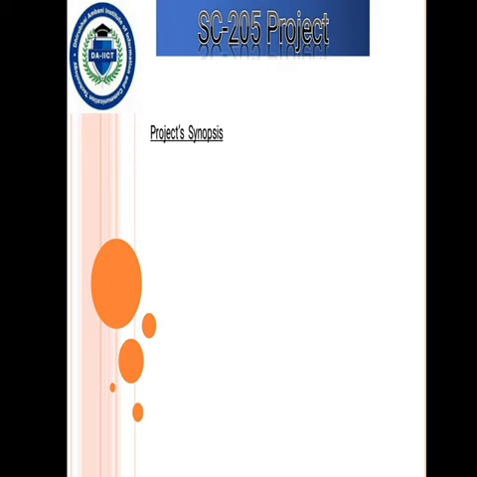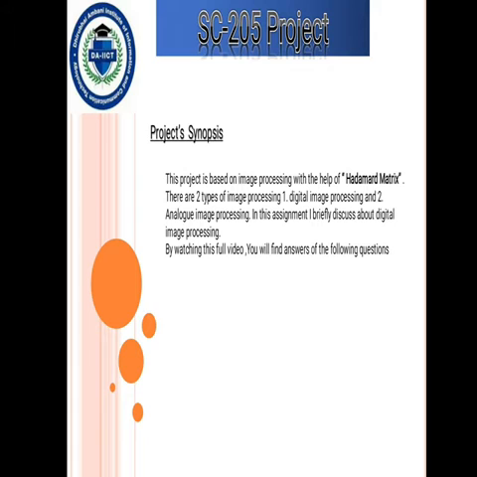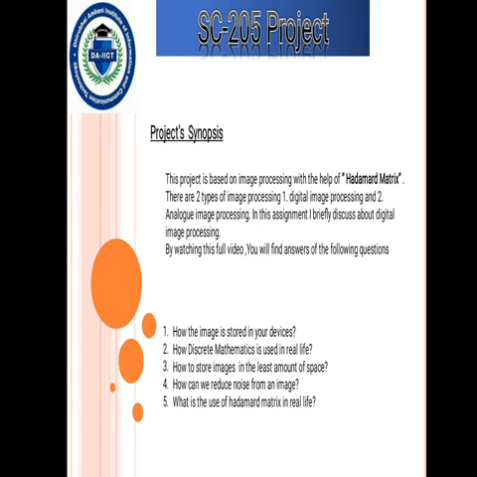This project is based on image processing with the help of Hadamard matrix. There are two types of image processing methods available. First one is digital image processing and another one is analog image processing. In this assignment, I briefly discuss digital image processing. By watching this full video, you will find the answers to the following questions.